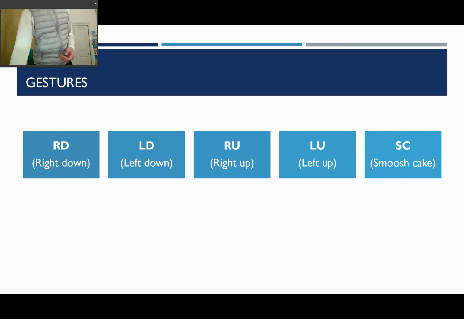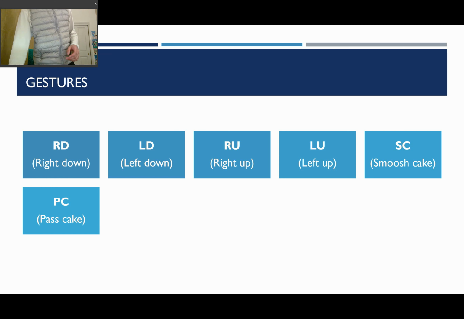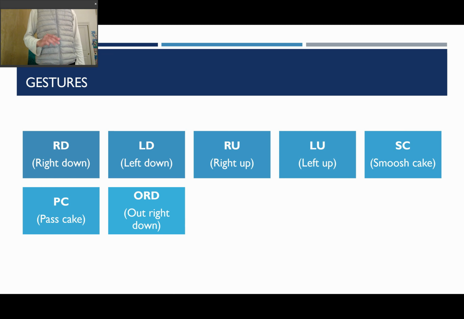And then we have smush cake, which involves both hands. So smush cake, okay, so smush cake. Then pass cake. Out, right down. So it's right down, but you go further out right down towards the audience, right? Normally, it's kind of hard with this camera distance, but I would go out more. And you're approaching the audience more closely than just a normal right down.